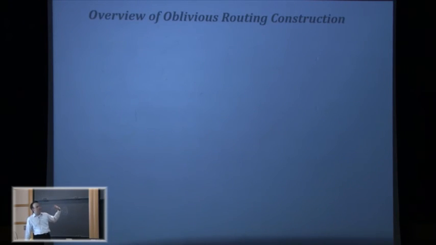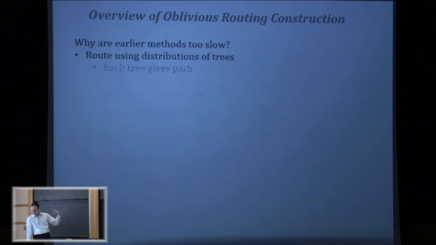For the overview, I'm really going to sketch, because this is where a lot of the technical work is, but I want to give you the basic picture, which I think is pretty clean. To oversimplify previous work, the way most previous oblivious routing schemes worked is they routed using a probability distribution over trees.